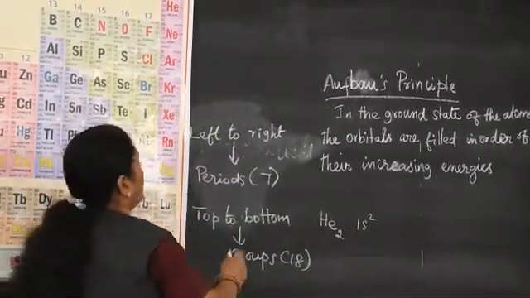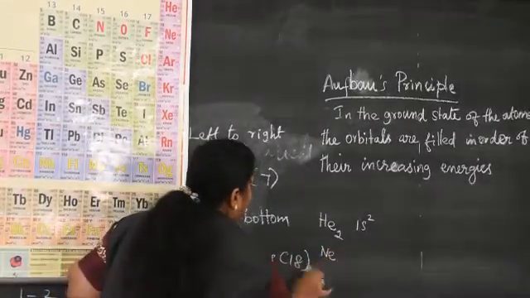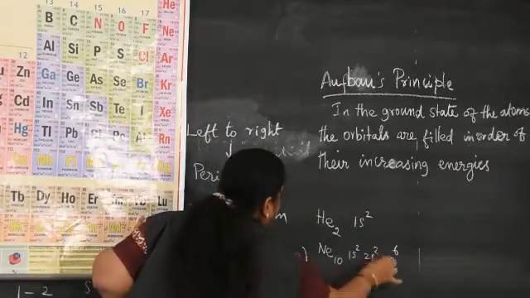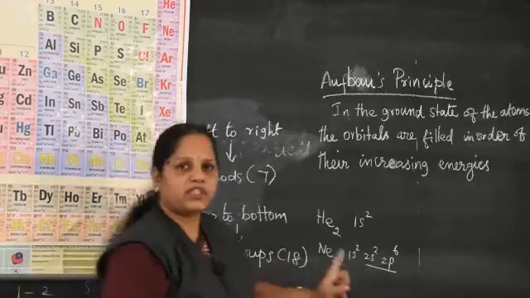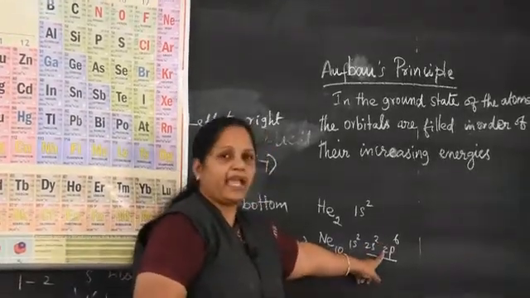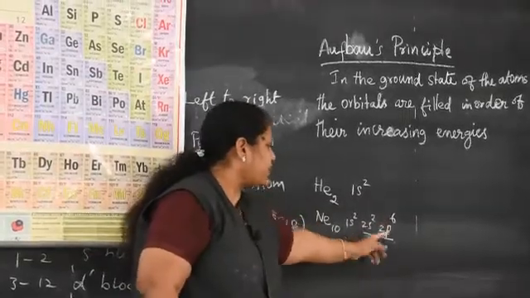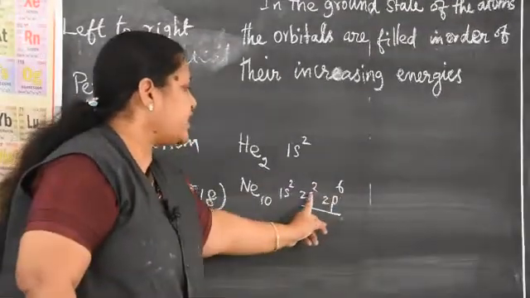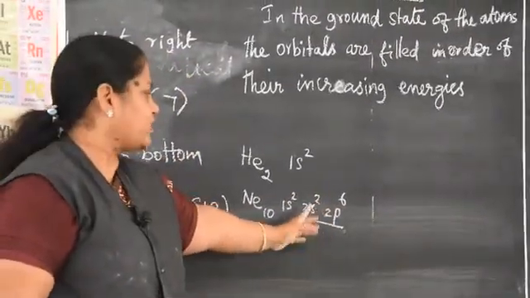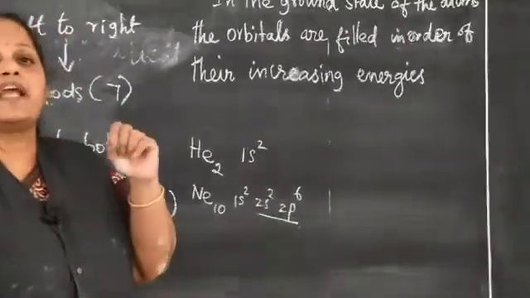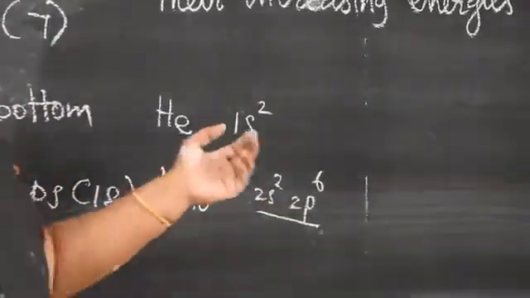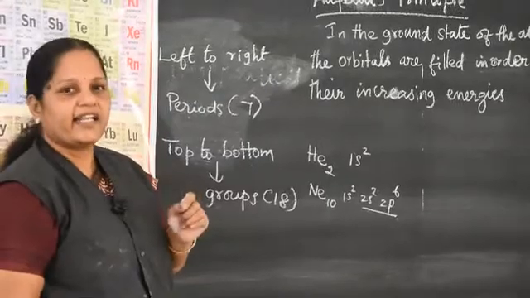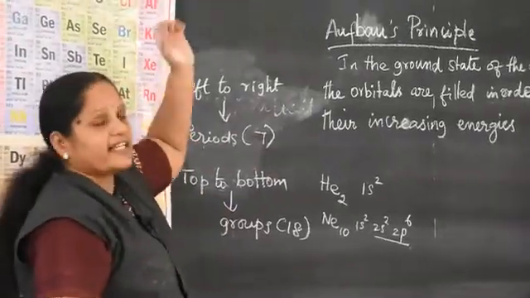For neon, atomic number 10, the electronic configuration is 1s2, 2s2, 2p6. The outermost shell is the second shell, which has the 2s and 2p orbitals. The number of electrons in the outermost shell is 8, so it is completely filled. That's why it is chemically inactive, inert, and these are called inert gases. That's why in the beginning these were considered as zero group.